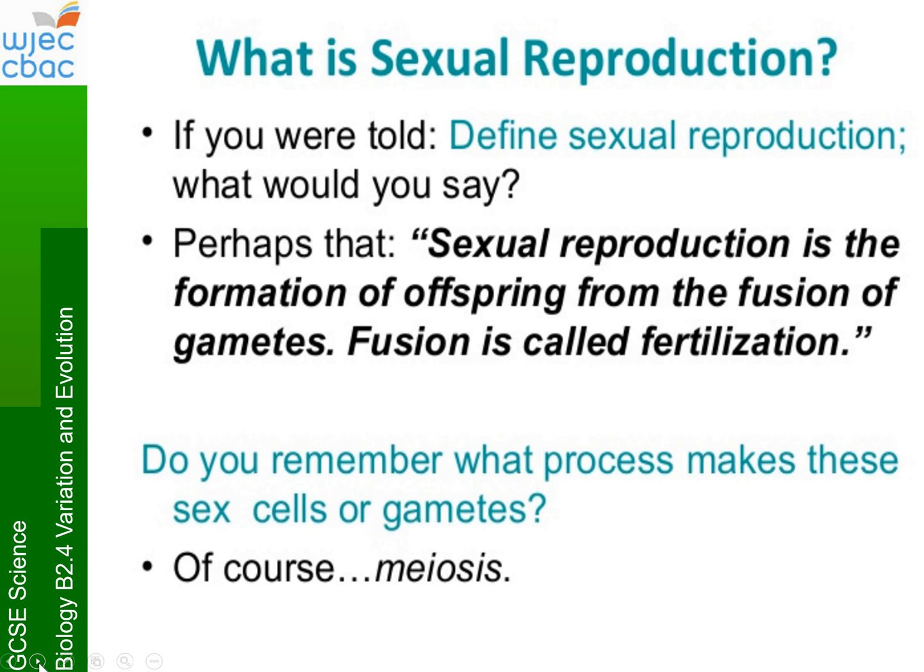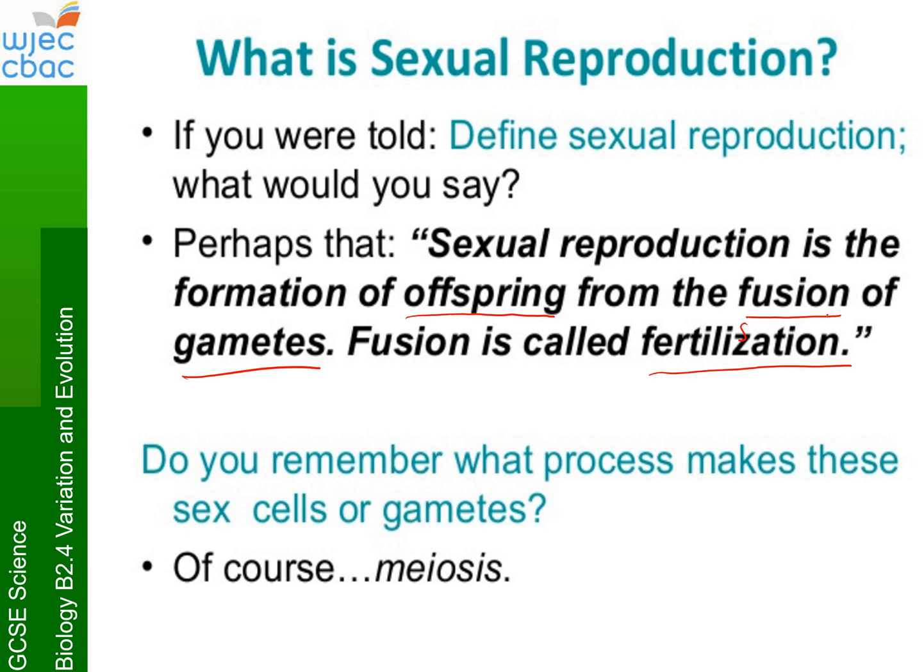Perhaps you might say that sexual reproduction is the formation of offspring from the fusion of gametes, and fusion is called fertilization. In America they spell it with a Z, in the UK we spell it with an S. So when we write this statement, what do we mean by the formation of offspring? Offspring are the children or the baby animals or the plants that are created.